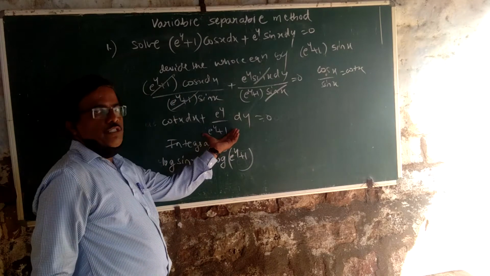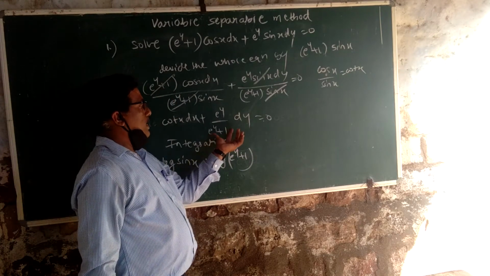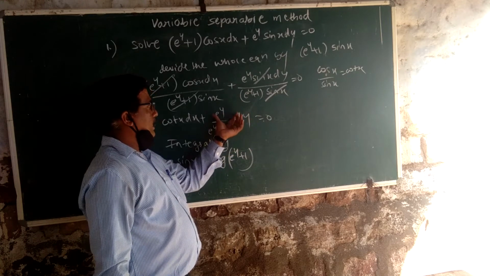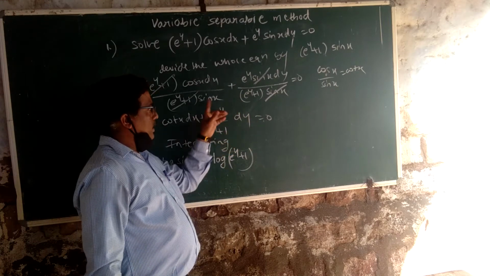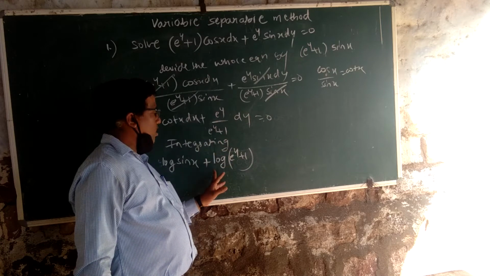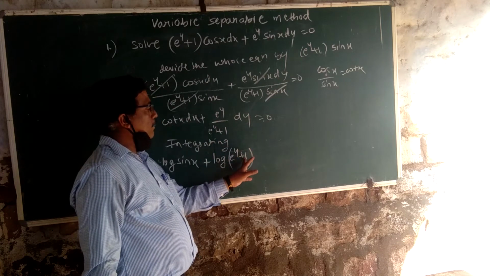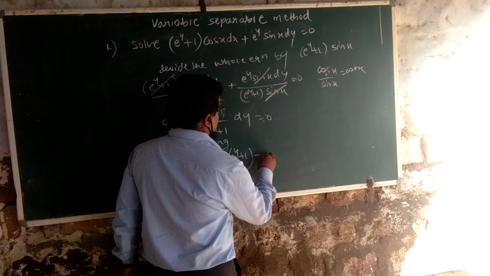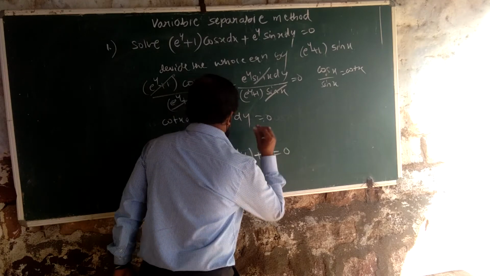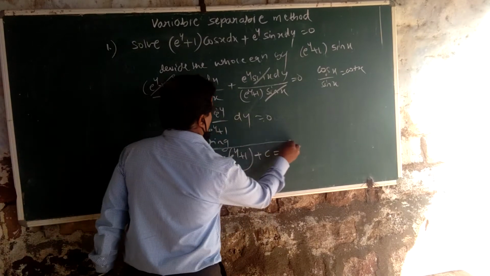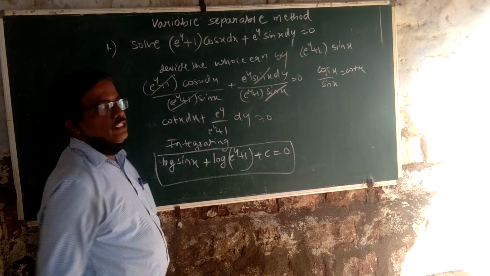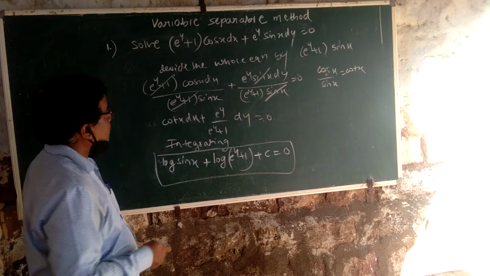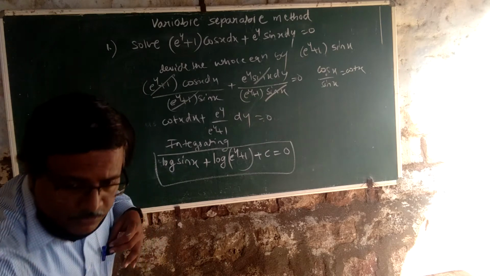By using the substitution method, put e raised to y plus 1 as t, then e raised to y dy becomes dt. So dt divided by t. The integration of dt by t is nothing but log t. So t means e raised to y plus 1. So log sin x plus log of e raised to y plus 1 equals the integration constant c. So this is the solution of the problem. Next we solve another problem on this equation.